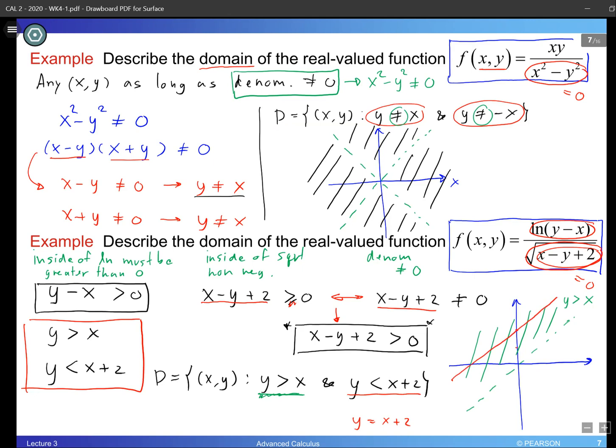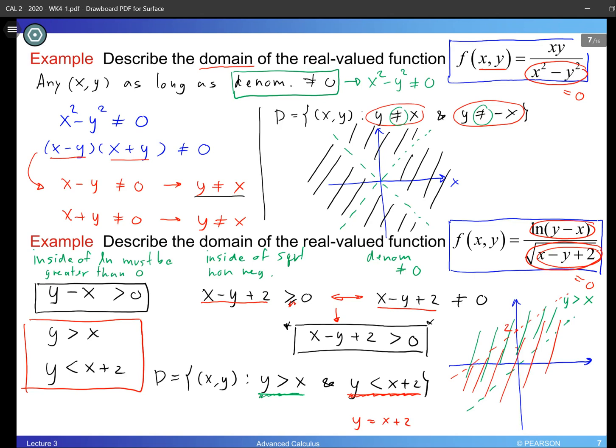Now, this condition requires y to be less than x plus 2, so it has to be anything that is less than this line. And once again, we have this less than sign, so we do not include the points on the line. So I'm going to change this to dotted. The red line passes through y equal to 2, right here is 2.